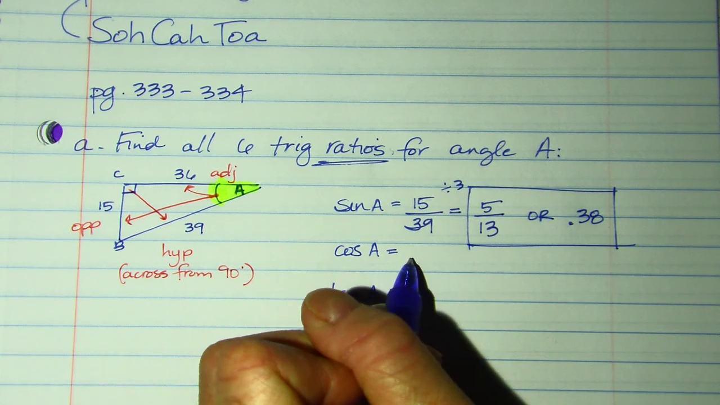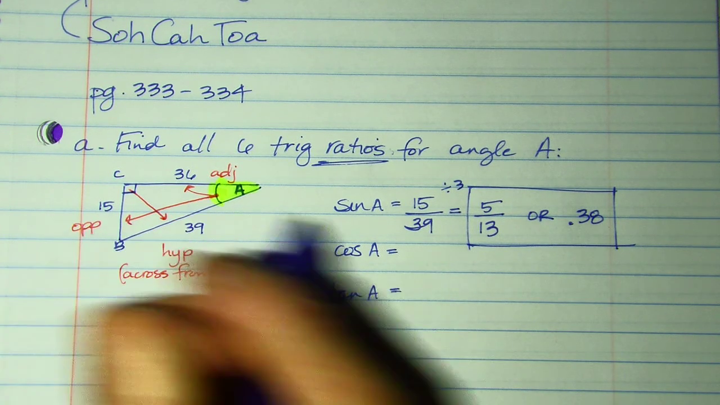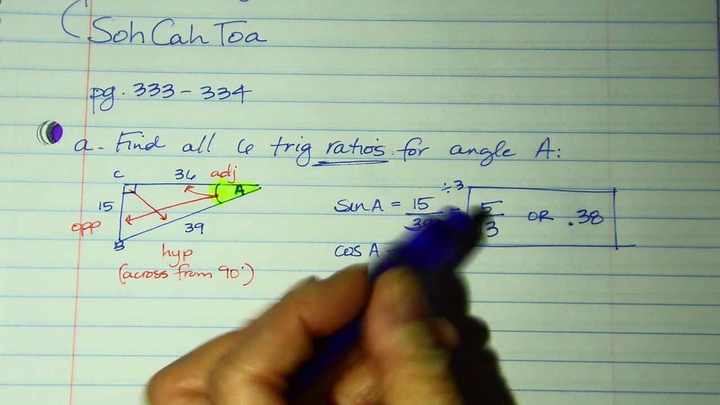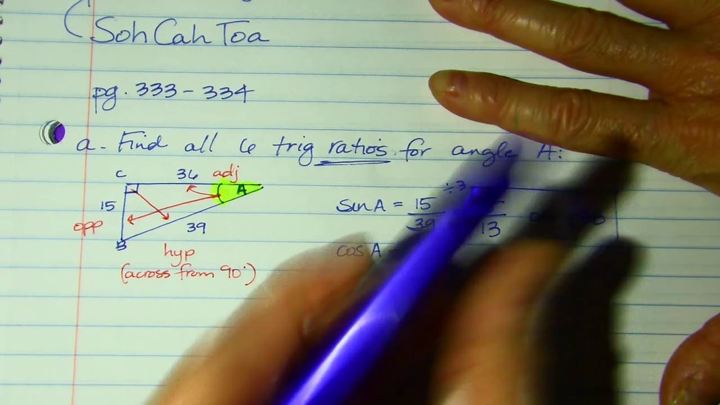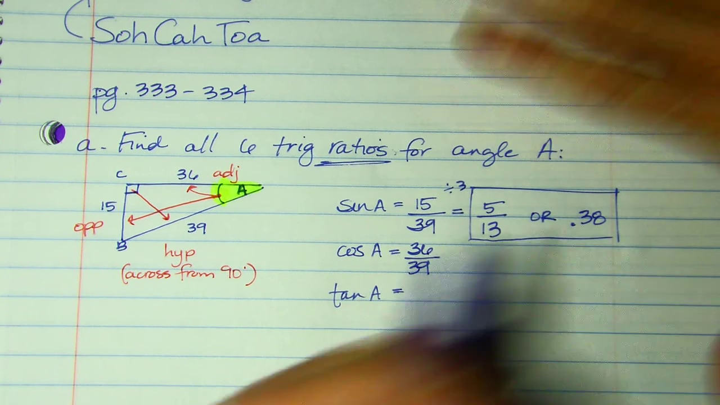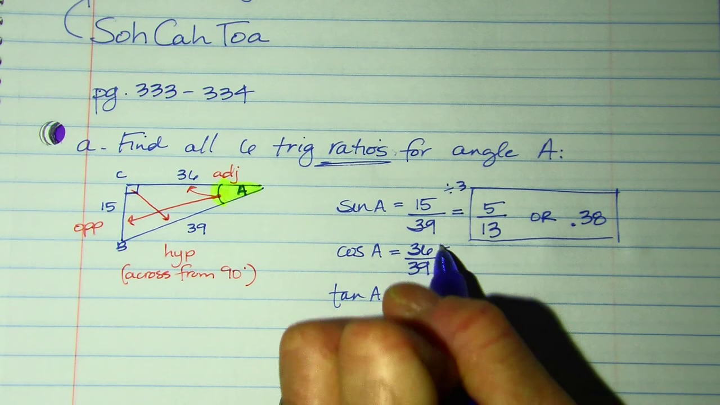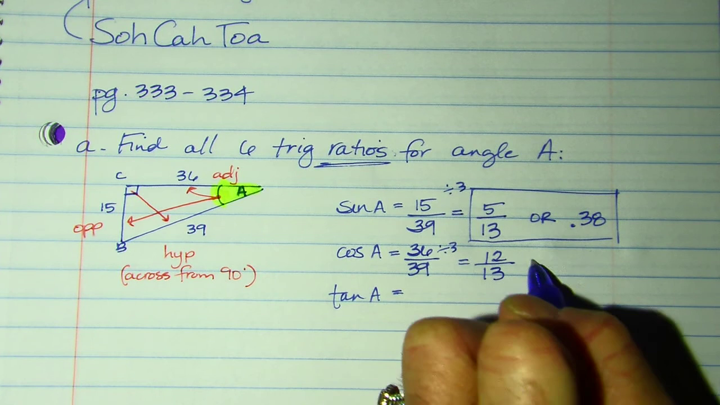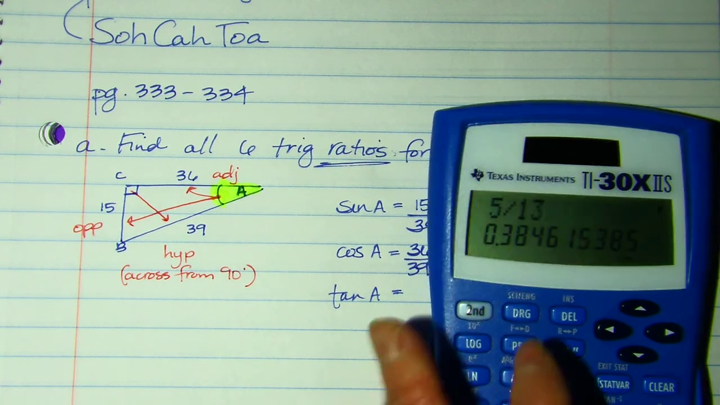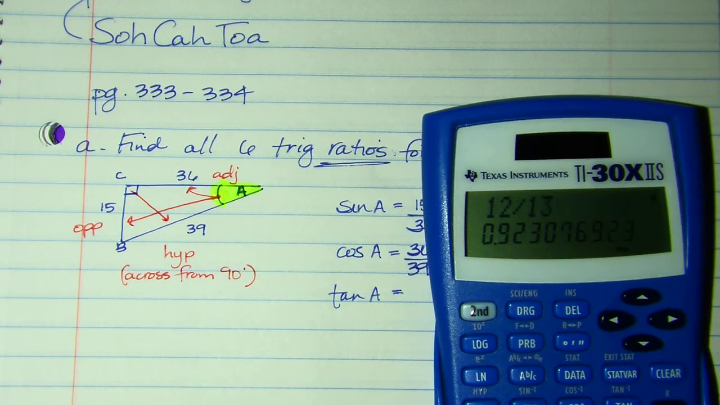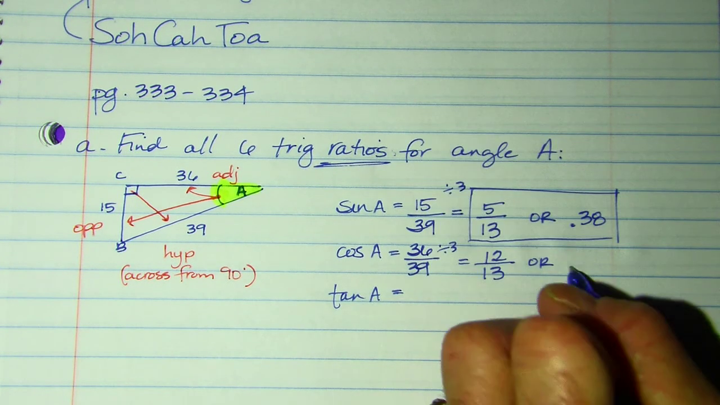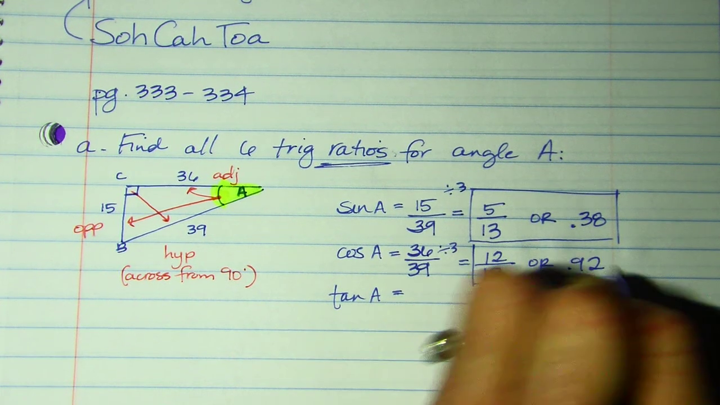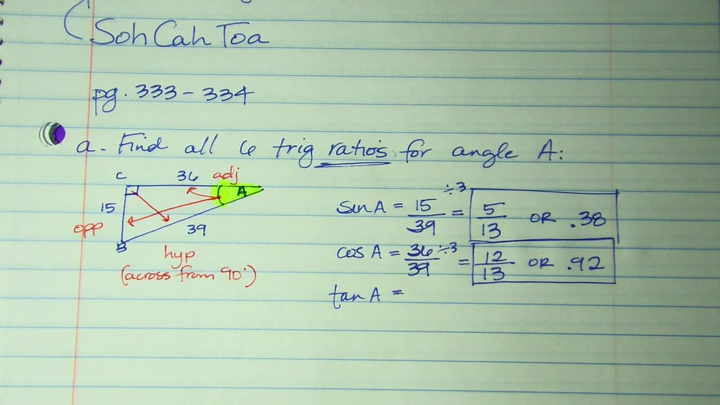So the cosine should be my adjacent side, which in this case is 36 over the hypotenuse. And I didn't leave a ton of space, so I'm going to move that. I'm going to reduce these by 3, so that would give me 12 over 13, or that as a decimal is 0.92. So there's the fraction form of the answer and the decimal.